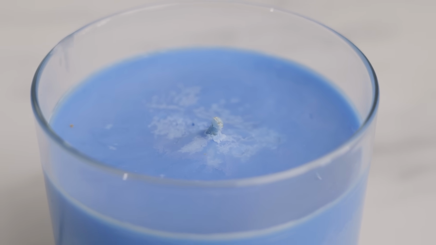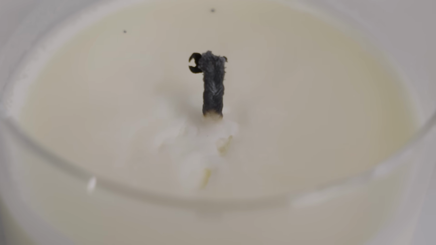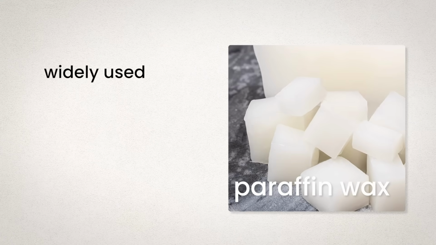It also tends to form a bumpy, uneven top as it cools after being burned. However, these are more aesthetic concerns and will not affect the burn or quality of your candles. In fact, these things indicate that a candle or melt is made with pure soy wax. Paraffin is the most widely used candle wax on the market.